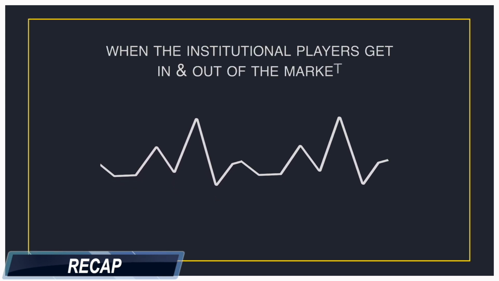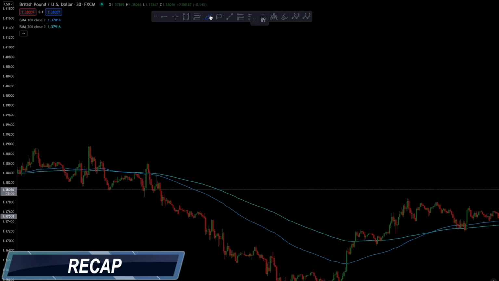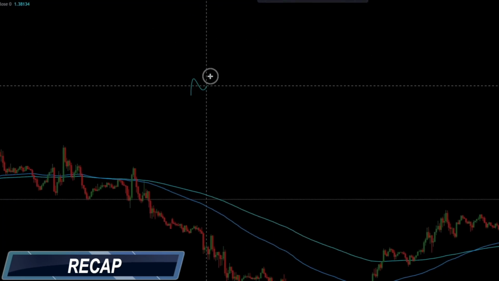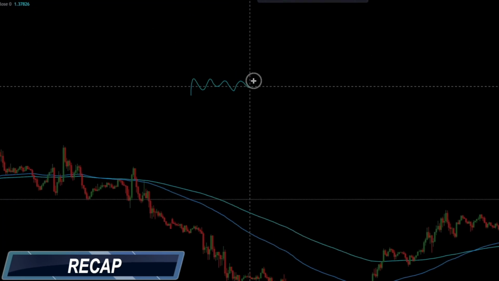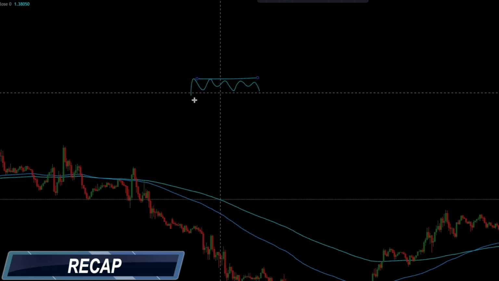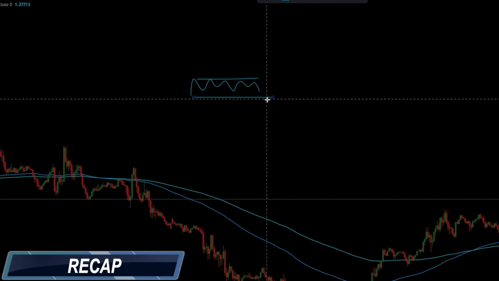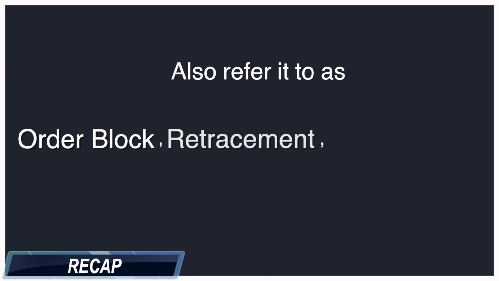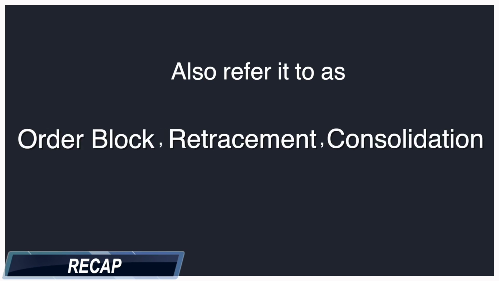As I told you earlier, an order block is nothing but a way by which institutional traders build their positions. So whenever you see a structure which looks like this, this is called an order block. People also refer to it as retracement or consolidation, and there are many other words, but this is what an order block is.